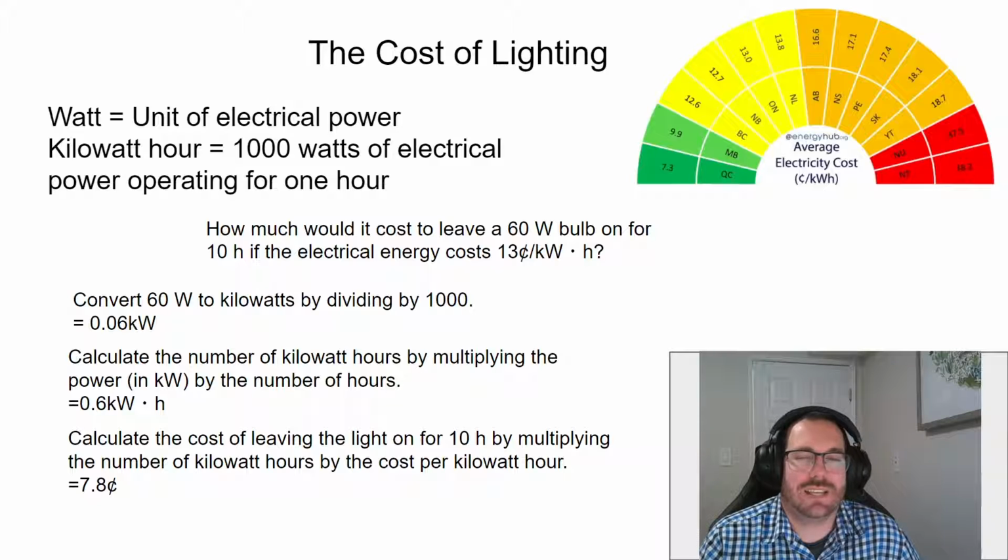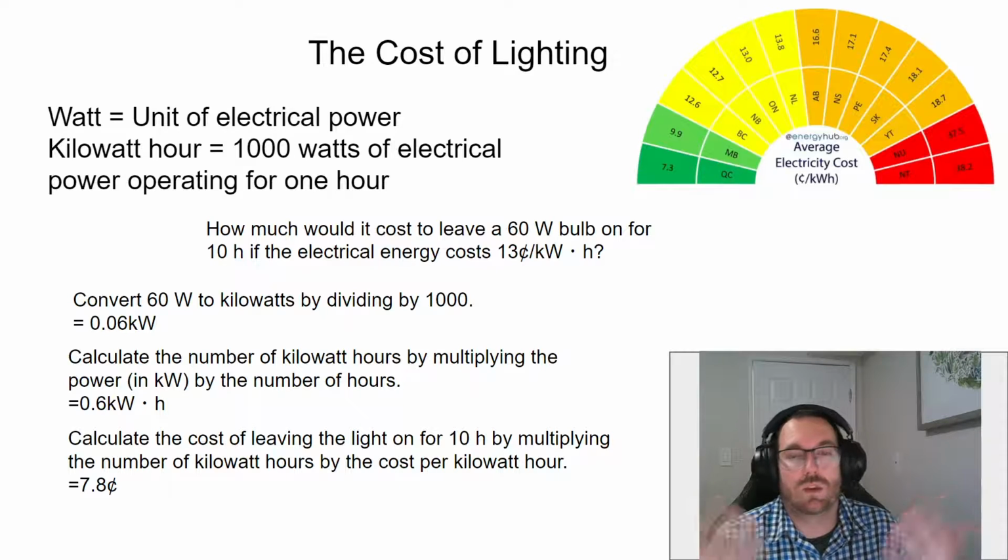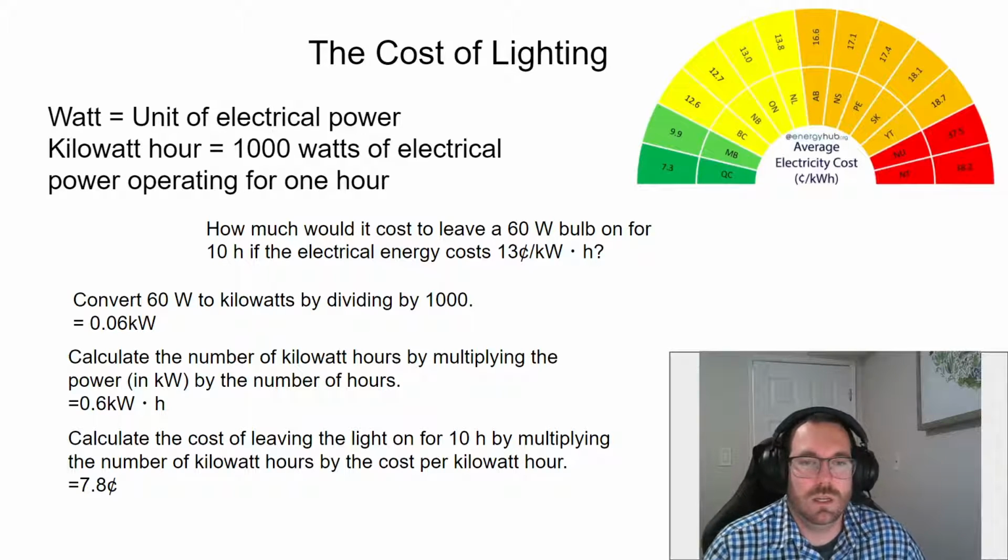Which again doesn't sound like a lot, but when you scale that up to the many light bulbs in your house and the many other devices in your house that use electricity, you can see how this can start to add up over the course of a week, over the course of the month, or even over the course of a year. Therefore, the cost of leaving the light on for 10 hours is 7.8 cents here in Ontario. Again, if you were in Northwest Territories or Nunavut, you'd have to almost triple that to get their rate.